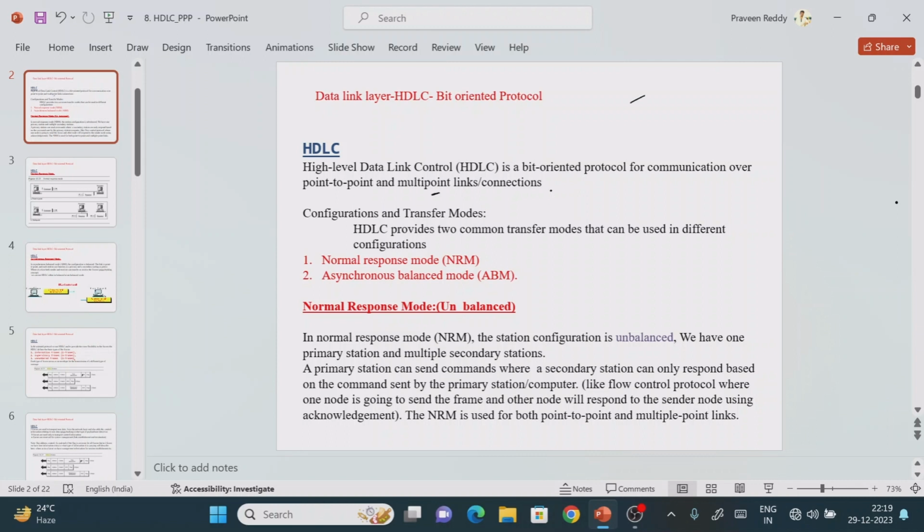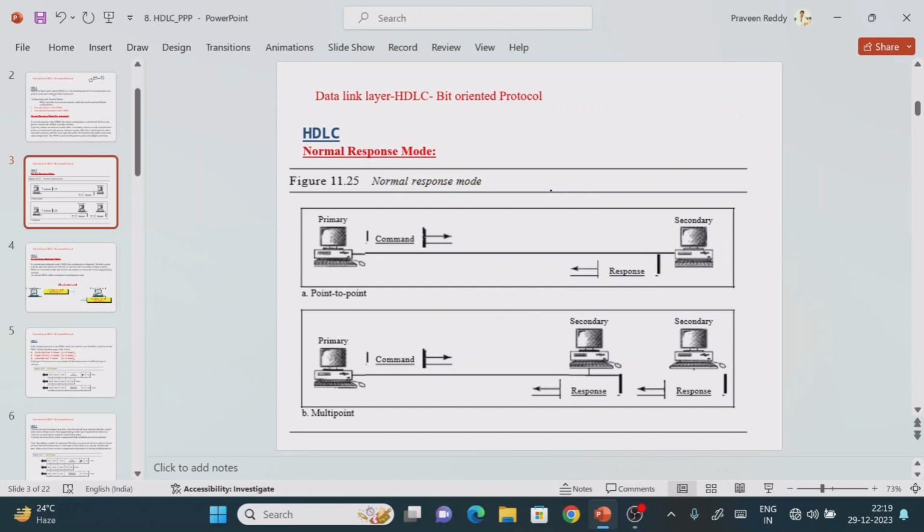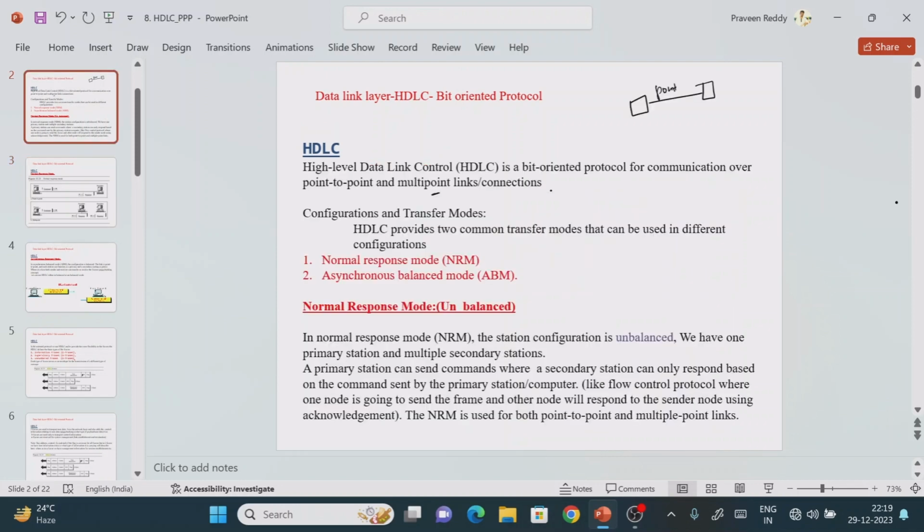Point-to-point means connecting from one system to another system; this is what we call a point-to-point link. What is the meaning of multi-point? It is where one device can communicate with multiple devices. This is what we call multi-point. So HDLC can be used for either a point-to-point or a multi-point connection.